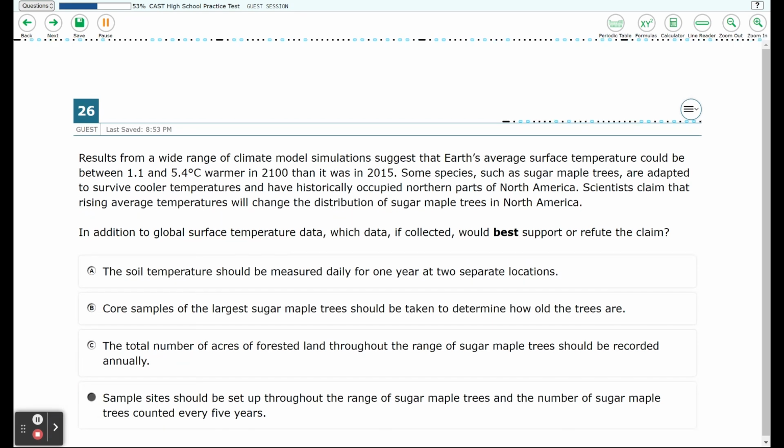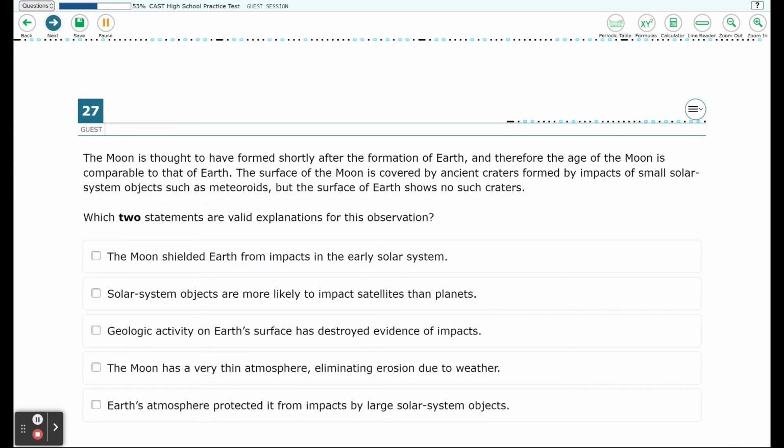Let's go ahead and move on to question number 27. The moon is thought to have formed shortly after the formation of Earth, and therefore the age of the moon is comparable to that of Earth. The surface of the moon is covered by ancient craters formed by impacts of small solar system objects such as meteoroids, but the surface of Earth shows no such craters. Which two statements are valid explanations for this observation?